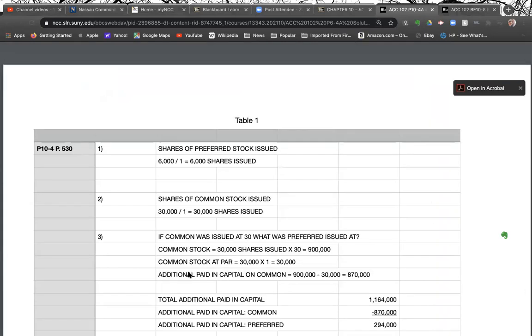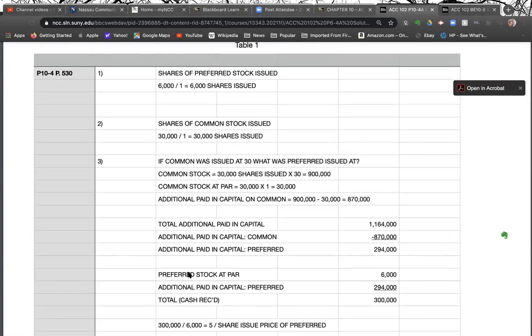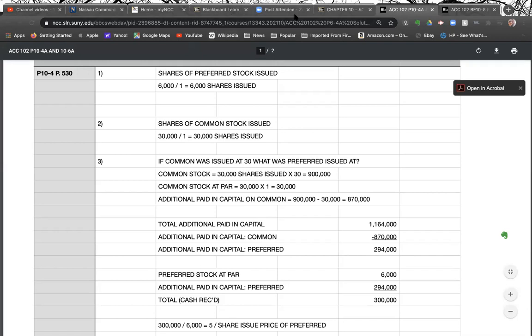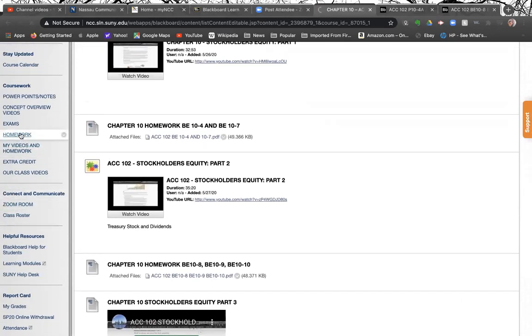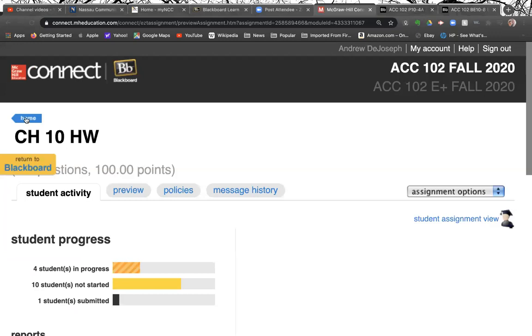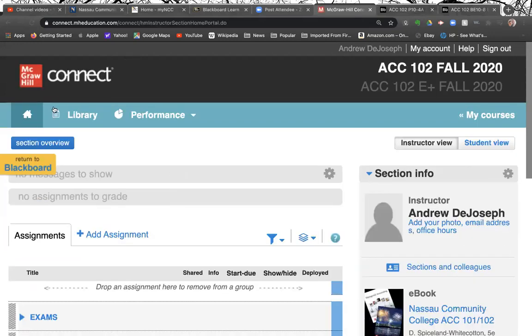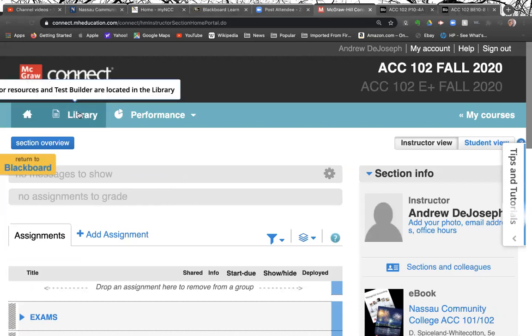So let's take a look at problem 10-4A. Now, this problem, the best place to look, problem 10-4A, is on page 530 in the book. Let me pull it up, just so we can look at it together. All right, now again, this is a problem that some people have problems with. All right, so let's take a good look at it.